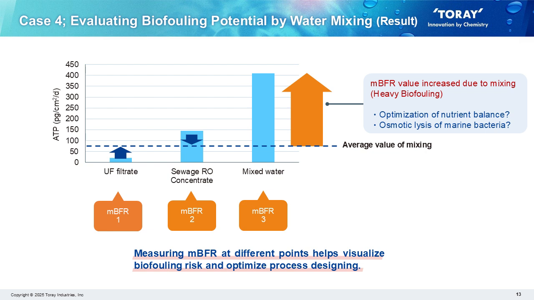Such water quality predictions for mixed water are difficult to foresee through common water quality analysis, but mBFR can clearly highlight this issue. By measuring mBFR at various points, biofouling risks can be visualized, supporting the design of optimal processes.